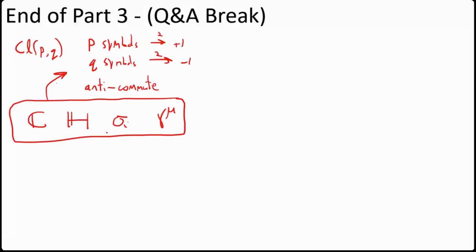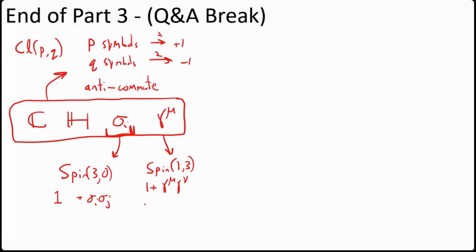It's also good to know that rotations in 3D space are Spin(3,0), and those are linear combinations of 1 and the even bivectors. There's also Spin(1,3), which gives you rotations in space-time. Three of them are actual physical rotations, and the other three are boosts, like Lorentz boosts. A boost is like a rotation in time and space.